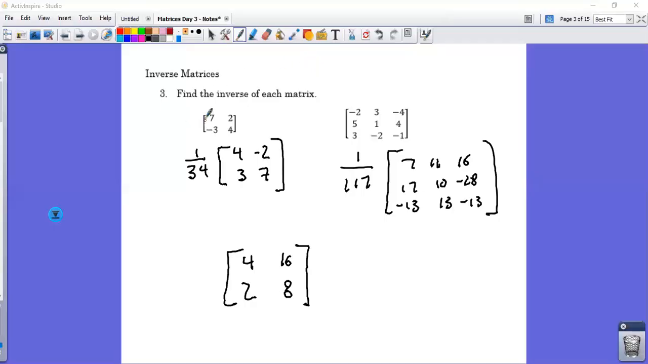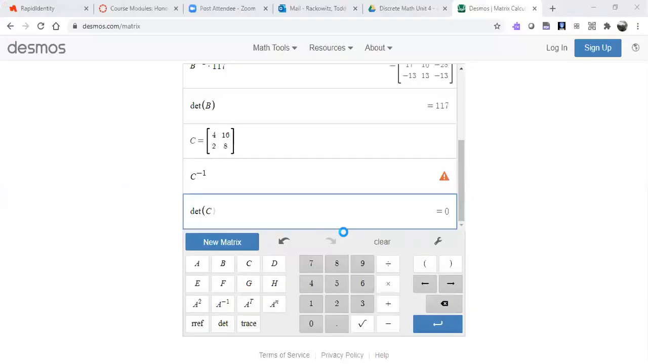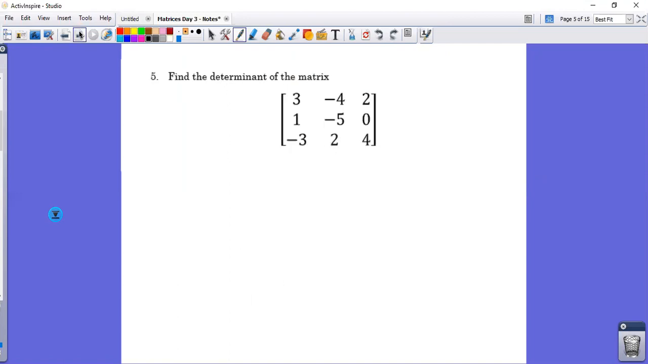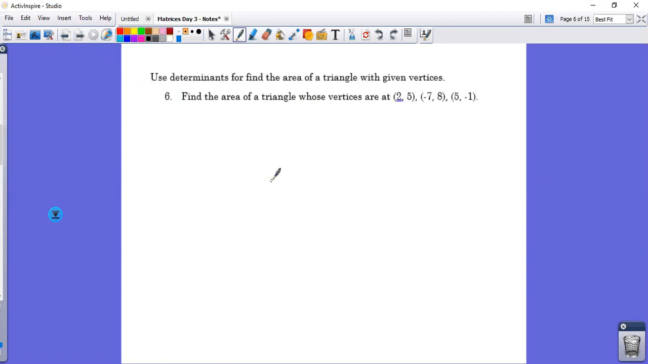So back to that whiteboard. I'm going to skip this determinant. You've seen that. I don't need to go back, we've done the determinant a few times. Just type it in your Desmos and use that determinant.